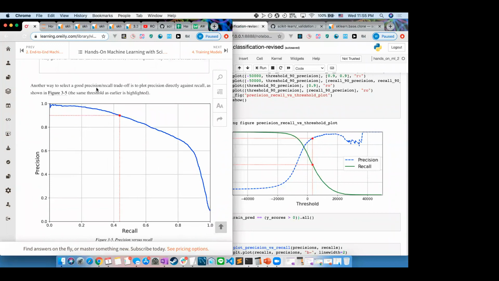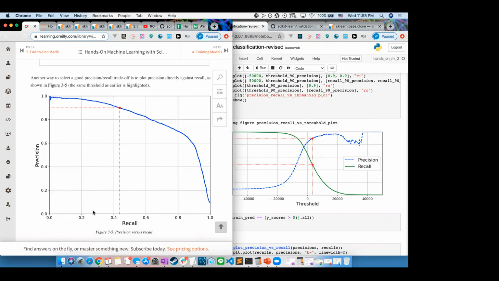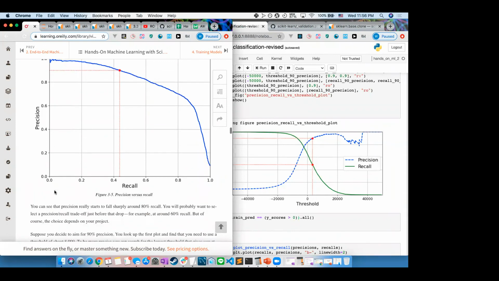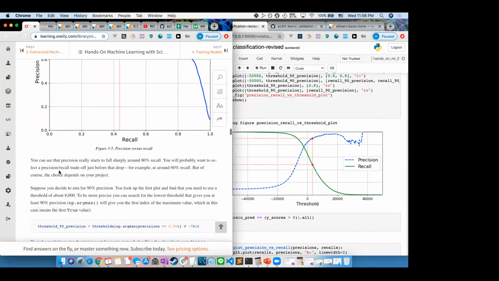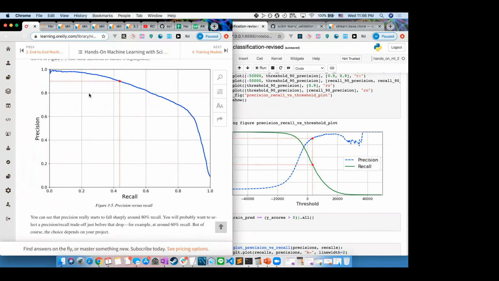Another way to select a good precision recall trade-off is to plot precision directly against recall. So basically you have all the precision scores, all the recall scores, and you plot them. Recall as X, precision as Y. And you can see that precision really starts to fall sharply around 80%. And that's here, it starts to fall sharply. You would probably want to select the precision recall trade-off just before that drop, for example, around 60%.